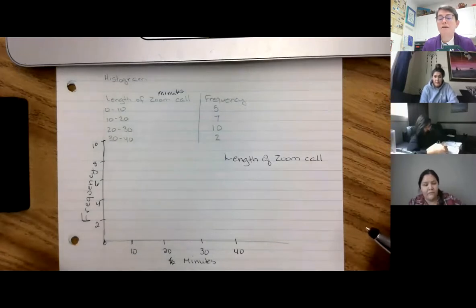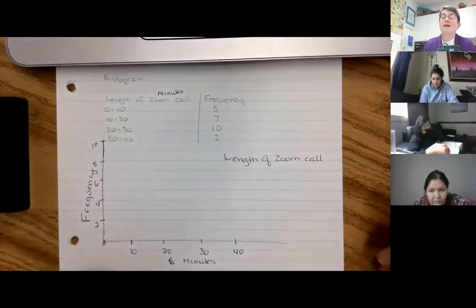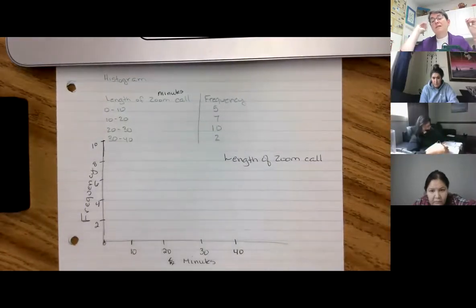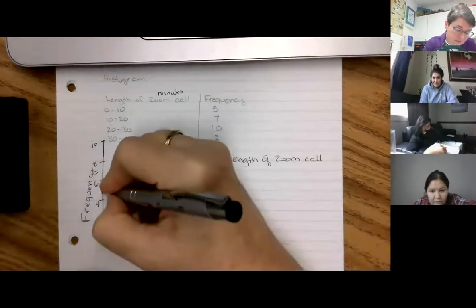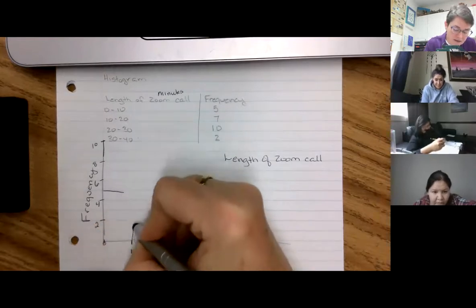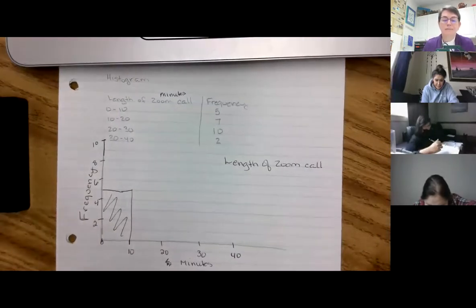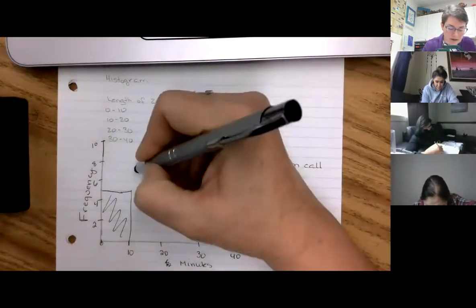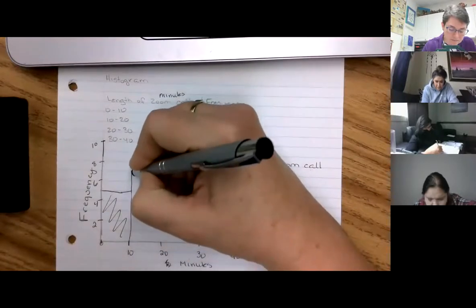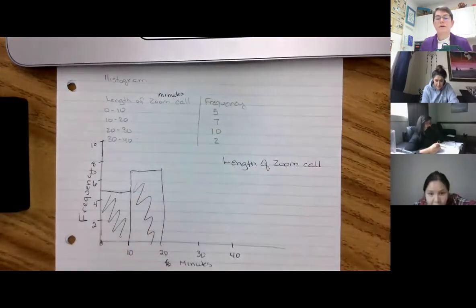Hey Harmony, what am I gonna draw? The bars? Yeah. As I'm doing that, I don't know how to get you. In a normal COVID world, I would say, go up to the board and do this. But the first frequency was 5, so I'm going to find 5, connect it with 10, and scribble it in. And then we're going to have 7. All right, you guys finish it off.